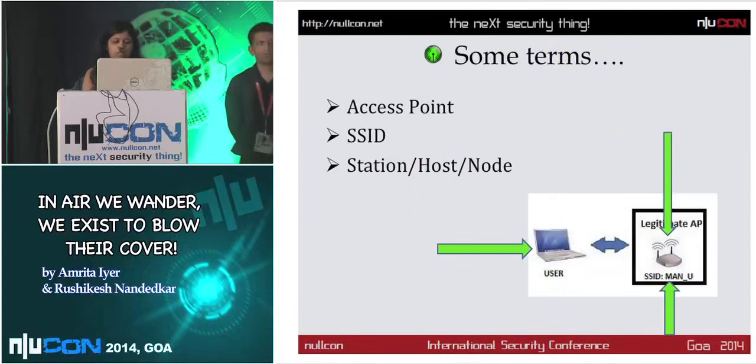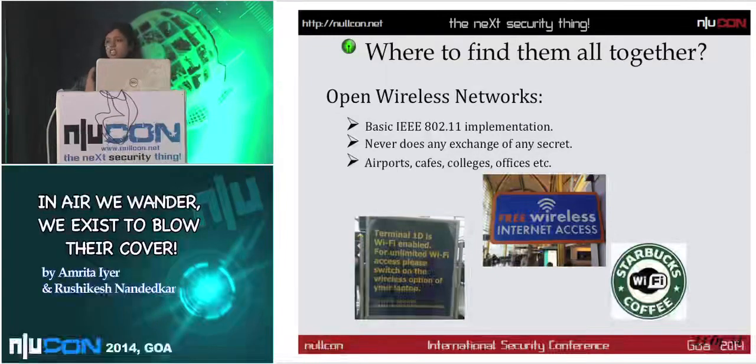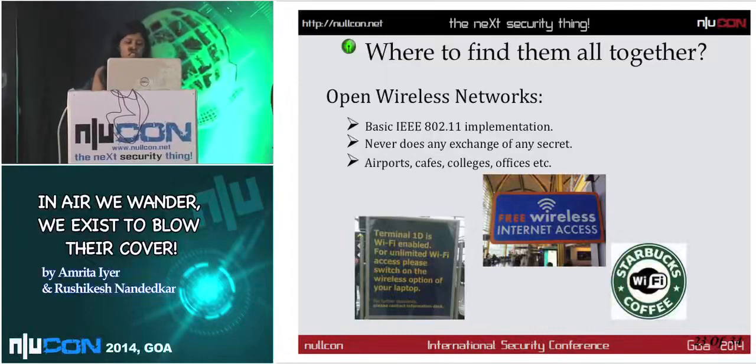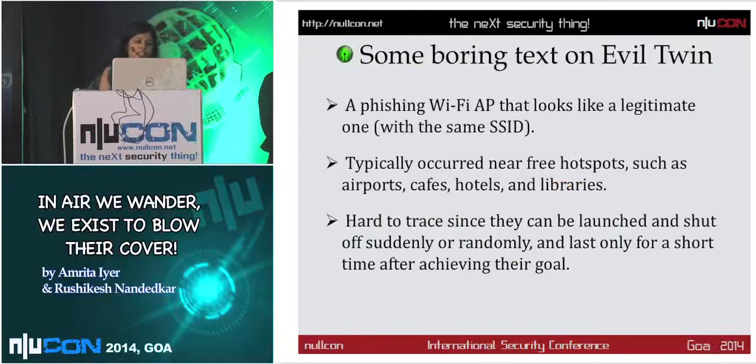There are some terms related to Evil Twin. In this diagram you can see the device here is an access point, which has a service set identifier, and just for namesake we have given the name manu. This is a service set identifier, SSID. This is a user; in technical terms it can also be called a station, host or node. Where to find them all together? In our previous slide we saw a diagram which is a very basic implementation of Wi-Fi networks. This doesn't have any pass keys or any security password, so it can easily be found in airports, cafeterias, hotels, colleges, libraries, offices, and many other places.